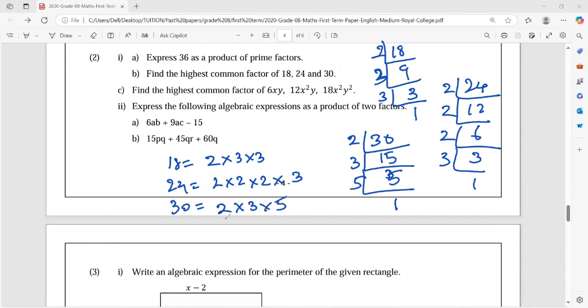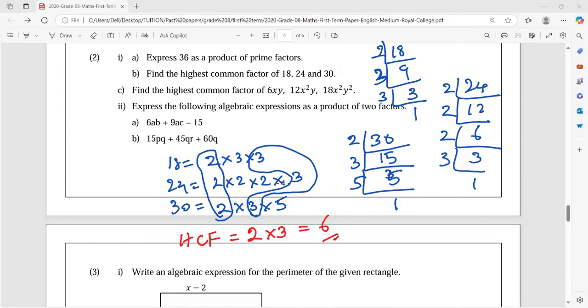Then you pick these common prime factors like this, and then you get the product. Only these are common among all these numbers. So you get the highest common factor, which is equal to 2 into 3, that is 6. Then 6 is the highest common factor of 18, 24, and 30.